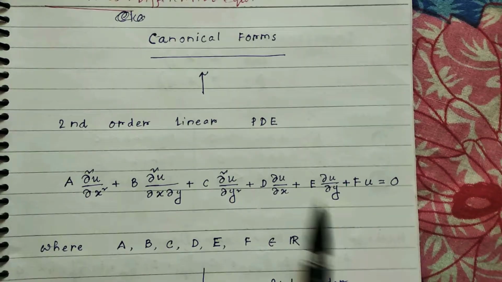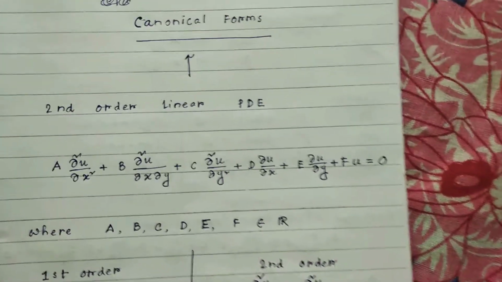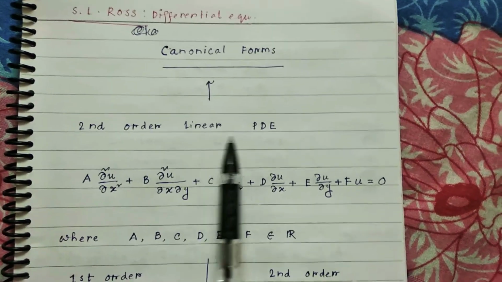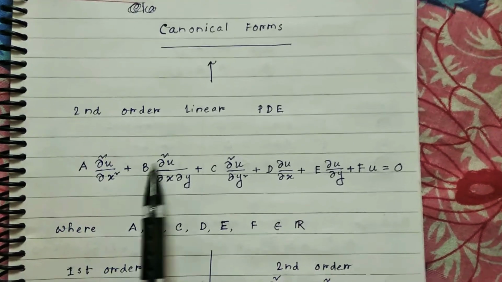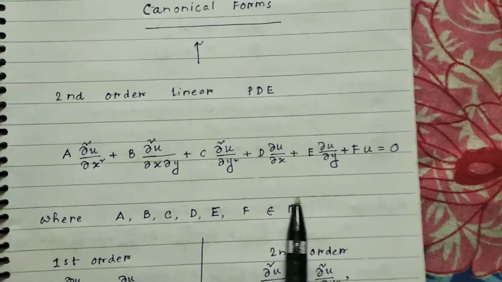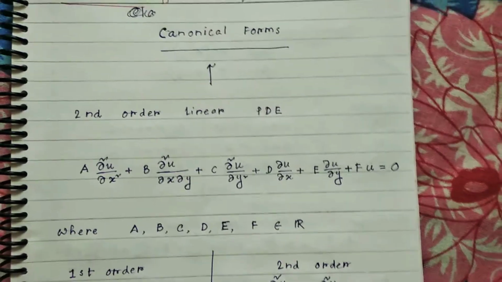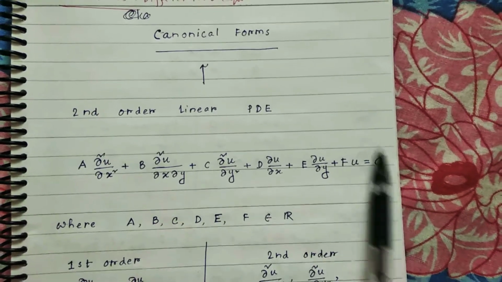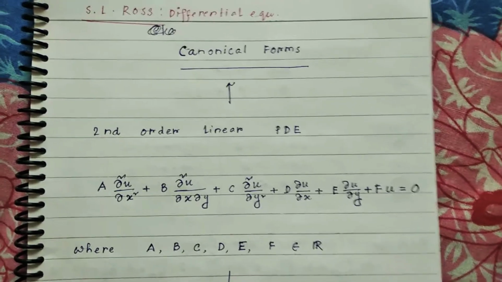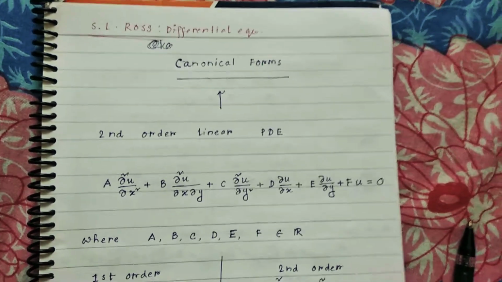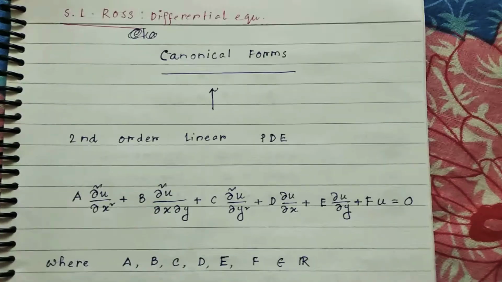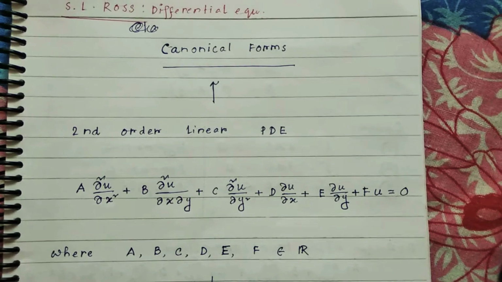So we have a more simplified situation. We have a second order linear PDE where the coefficients are only real numbers, that means constant coefficients. We have this type of PDE and we have to find its canonical form. So what do we mean by canonical form? Canonical form is like a standard form.